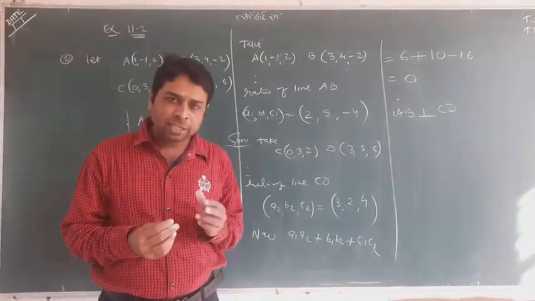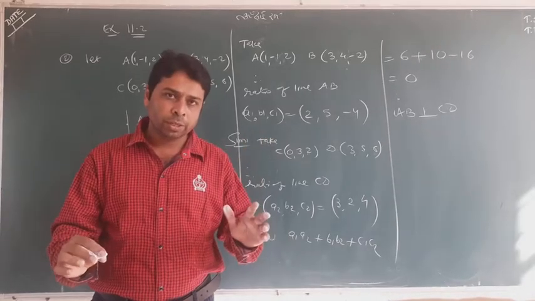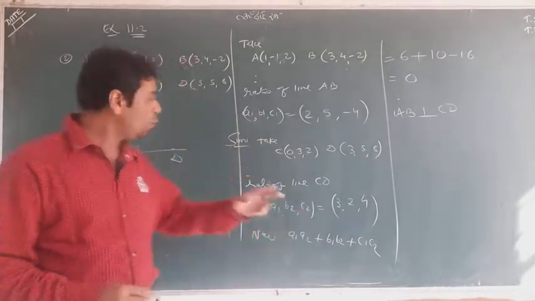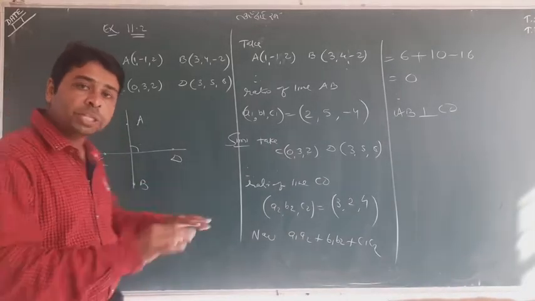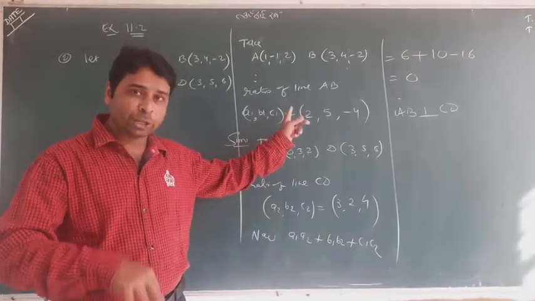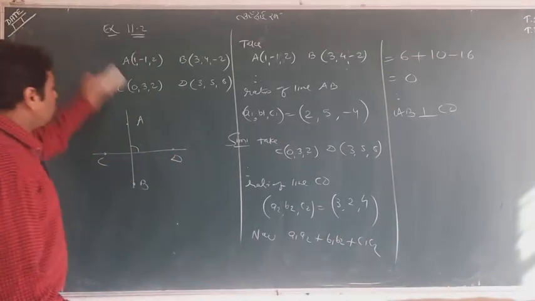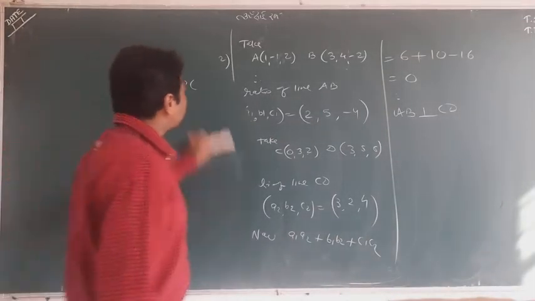Try to catch the concept. What is the new thing you have learned? That when two lines are perpendicular, what happens? And second, for finding the ratio, you need not find the line. You can find only the ratio. You need not find the line. So okay, this was question number 2 from the exercise.